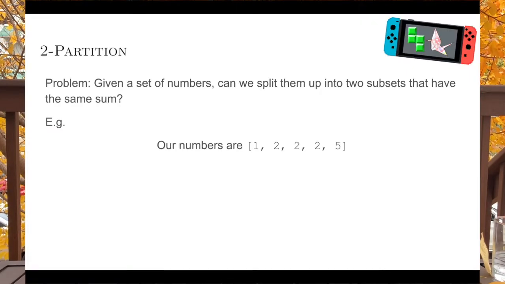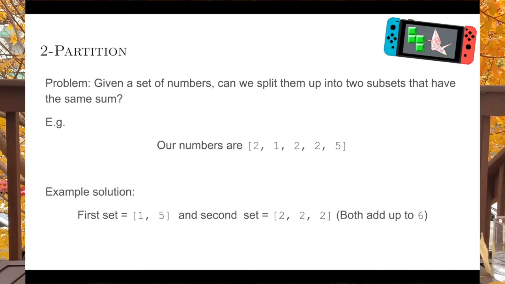I know it seems like we're doing lots of problems, but as you will soon see, this problem has a very deep connection to flat folding. So the problem is as follows. Given a set of numbers, can we split them into two subsets that have the same sum? So in this example on the screen, our list of numbers that we're given is 1, 2, 2, 2, and 5. And it turns out we can split this into two sets, 1 and 5, and 2, 2, 2, both of which sum to 6. Therefore, the answer for this case is yes, we can split it up as we want.